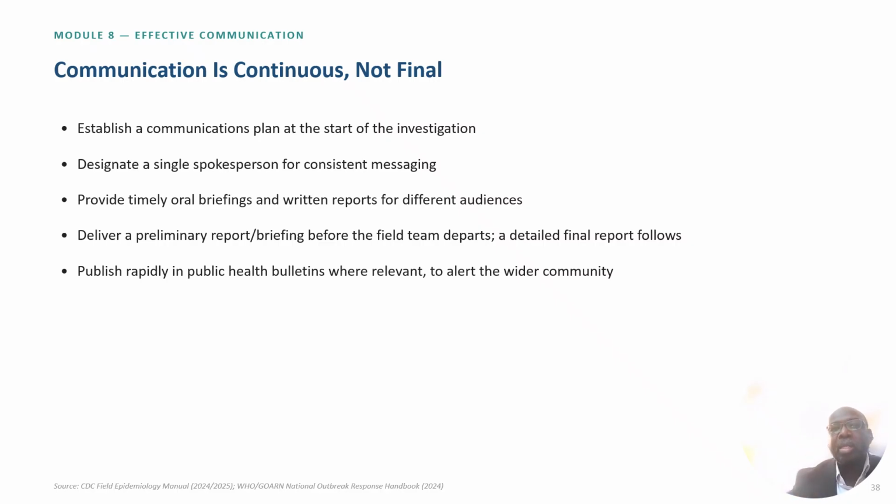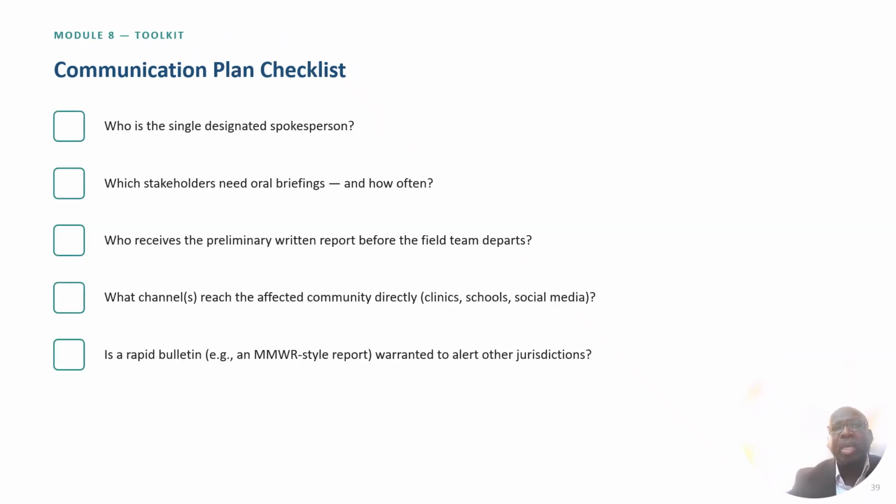Also publish a rapid public health bulletin, which means you have to come out with feedback for those who are already in the field. In risk communication, we have a plan with a checklist. Who is the single designated person? Dr. Adam is the one who is supposed to release the daily information. The stakeholders need to be informed, like the Minister of Defense, Minister of Education, and Minister of Finance. They are all supposed to be with us in our communication, and they receive the preliminary written reports before the field team departs.